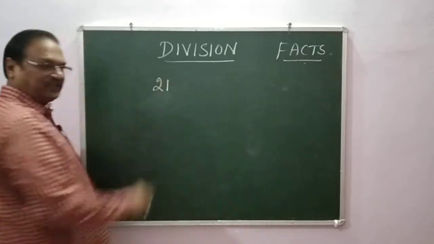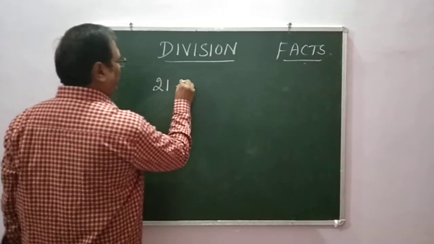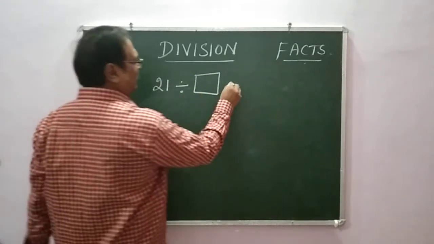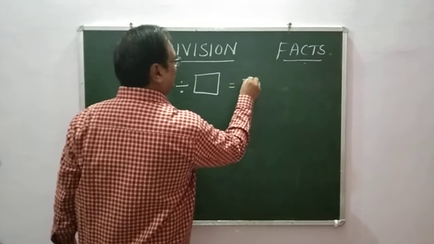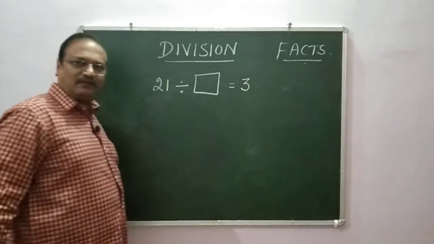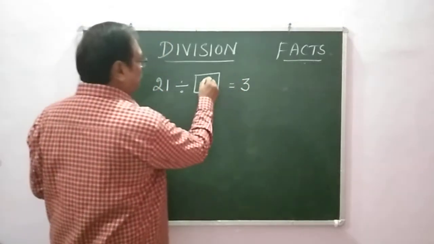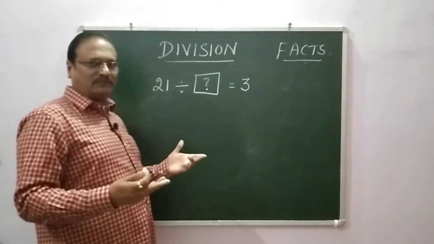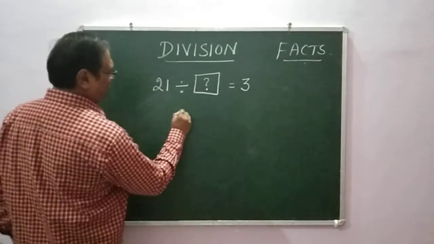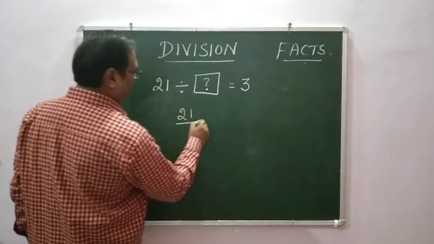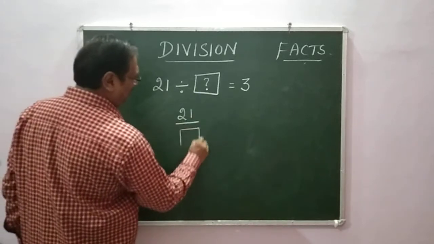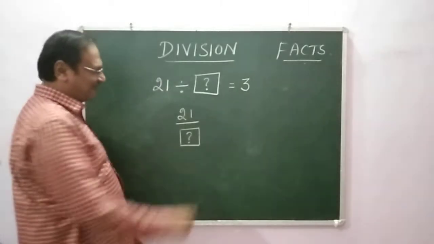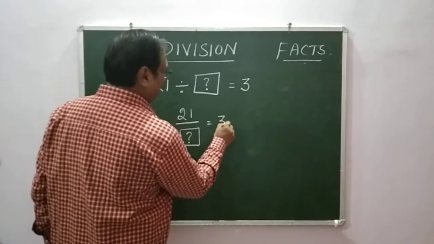Let us take a number 21. Divide this by, again there is a box, is equal to, let us say 3. Okay. Now tell me, what is inside this box? This magic box? I don't know. No problem. I can do it. Yes, first write it in standard way. 21 divided by the box with a question mark, because it is the magic box, that is equal to 3.